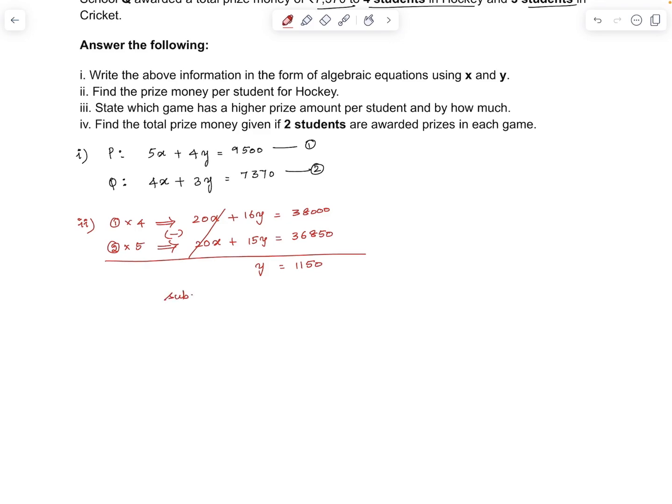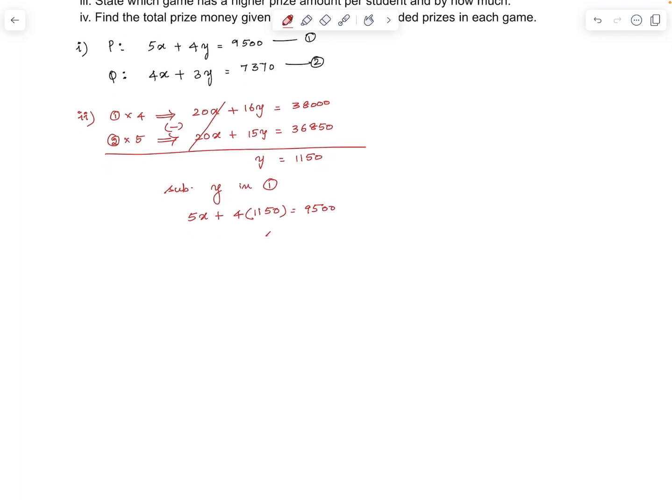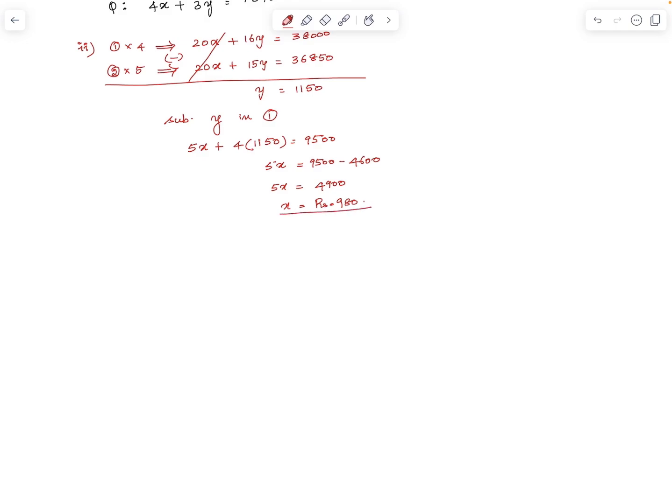Now substituting the value of y in any one of these, I am going to put it in equation 1. 5x plus 4 times 1150 is equal to 9500. That is 5x is equal to 9500 minus 4600. 5x is 4900 and we get x as rupees 980. This represents the prize money for hockey.